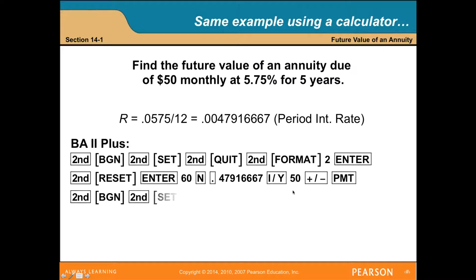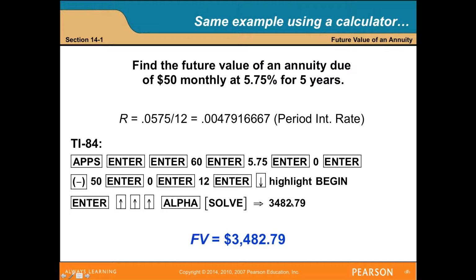If you have the BA II Plus, you do second begin, second set, second quit, second format 2 enter, second reset, which again, if you have your calculator already set to 2 decimal places, you don't have to do this. 60 N for periods, 0.479166667, which is the period interest rate, I/Y, which is the interest rate button. 50 plus or minus to make it negative for the payments. Second begin, second set, compute future value, $3,482.79.